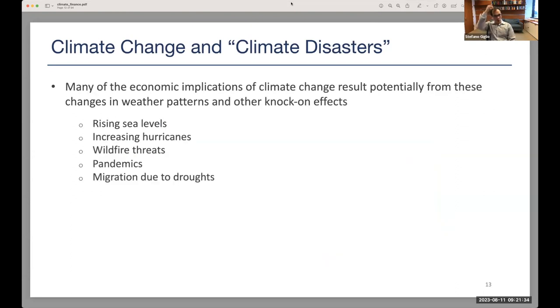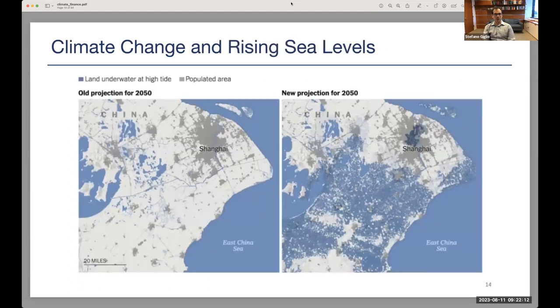So what are the physical damages we think are going to come from climate change? There are rising sea levels, and there are increasing hurricanes. That's not entirely clear, but certainly increasing strength of hurricanes. There are wildfire threats. There are potential pandemics because the climate changes the composition of the ecosystem and can change the different pathogens that arise. And then there could be migration, which could have potentially large socioeconomic effects. These are the kinds of damages we're going to think about when we think about climate damages.